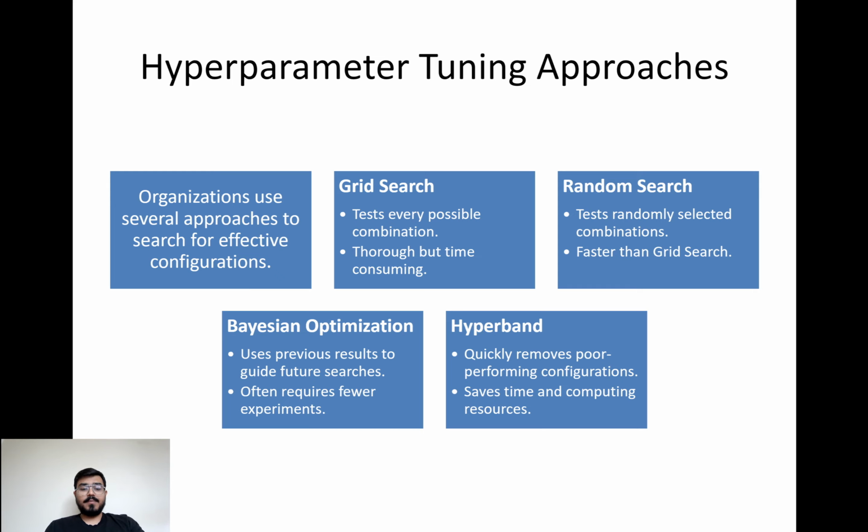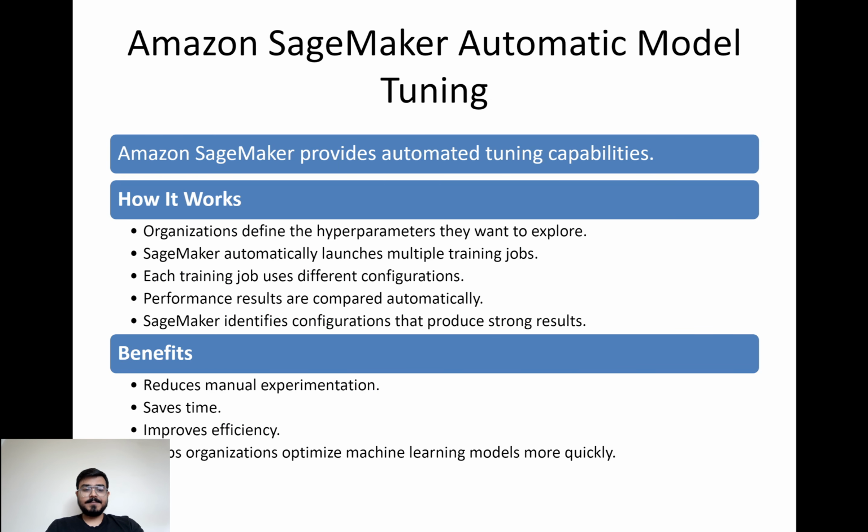Finally, there is Hyperband. Imagine interviewing many job candidates and quickly eliminating applicants who clearly do not meet the requirements. Hyperband works similarly. It identifies poorly performing configurations and stops spending resources on them. This saves both time and computing power. Each approach has advantages, and organizations choose the method that best fits their goals, available resources, and project requirements. So let's move to the next slide.